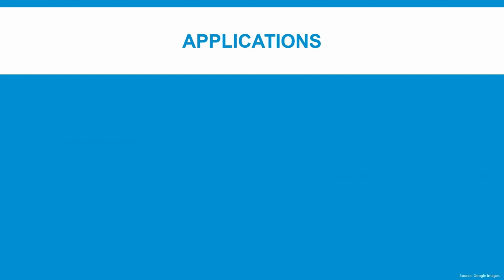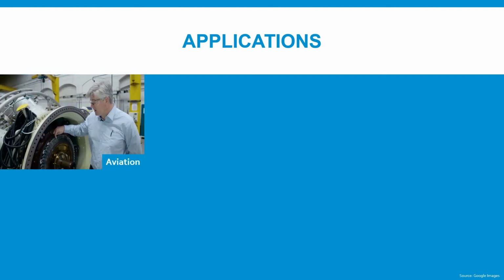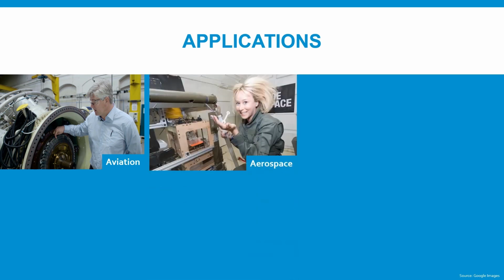Now let us see a few applications of additive manufacturing. Here is a 3D printed turbine blade of a jet engine in aviation. Other examples are drone structures, door knobs, air flowing ducts, etc. In aerospace applications, the 3D printer is used in outer space for the production of the parts required for services, which eliminates the launch of a rocket for the supply of goods.